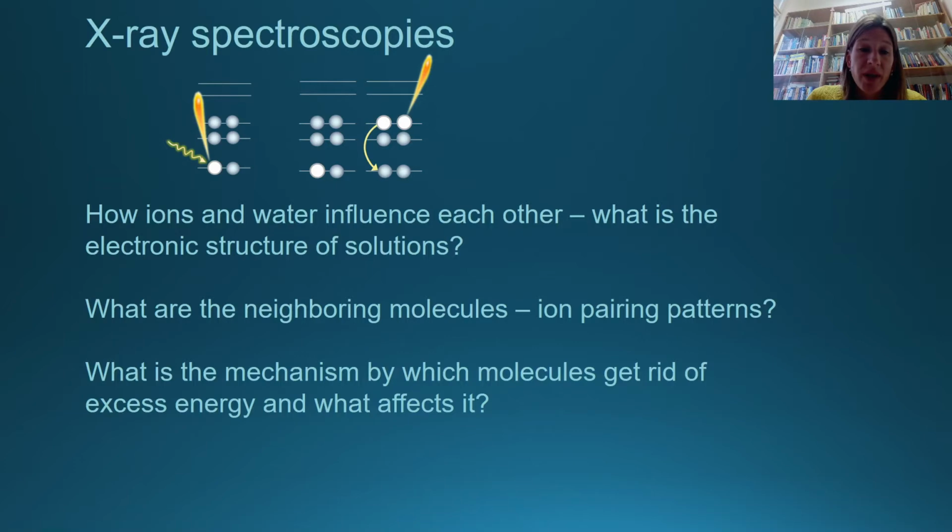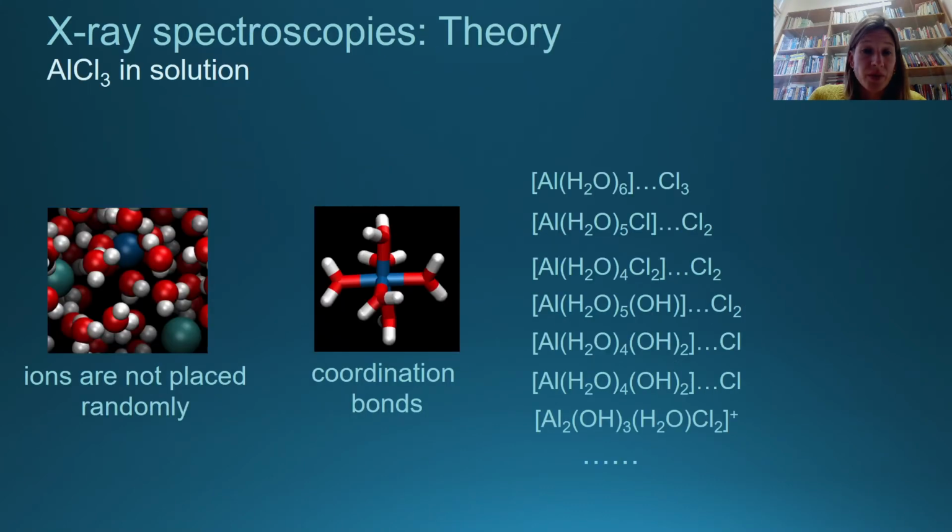We would also be able to model the chemical environment, the neighboring molecules, and we would be able to adjust the ion pairing patterns in solution, which is otherwise experimentally very hard to access. And we would also understand what is the direct mechanism by which the molecules are getting rid of the excess energy. And if we understand these processes, we would also be able to affect and control them.